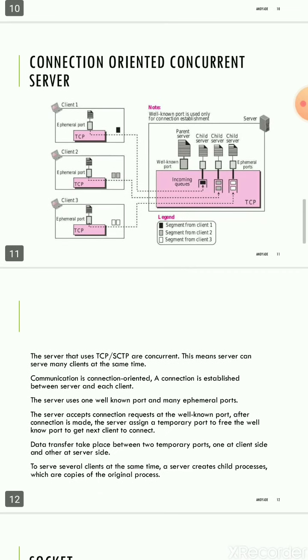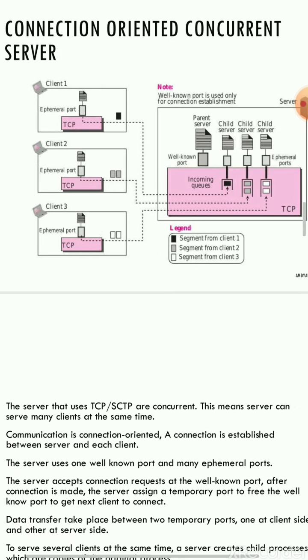So what is next? The next is connection oriented concurrent server. What's the difference between iterative and concurrent? Here the three clients are shown in this diagram. They are using one standard ephemeral port number, and using that ephemeral port number they request some information from the server, which is waiting on the well-known port number.